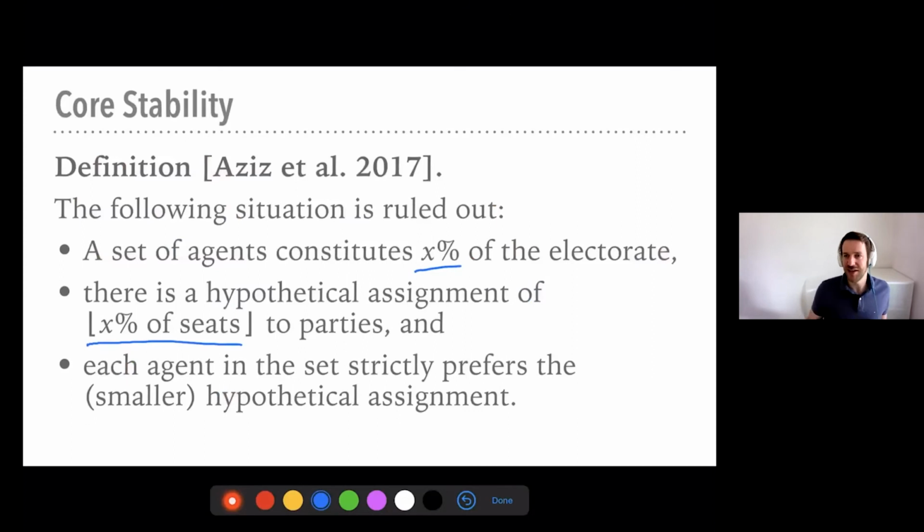So the intuition is that it should not be the case that there is a subset of agents who could run away, do their own thing, come up with a smaller parliament, and still do it in such a way that every single one of those agents is strictly happier, strictly more often represented in this small parliament than they were in the original parliament we started out with. So this is core stability.